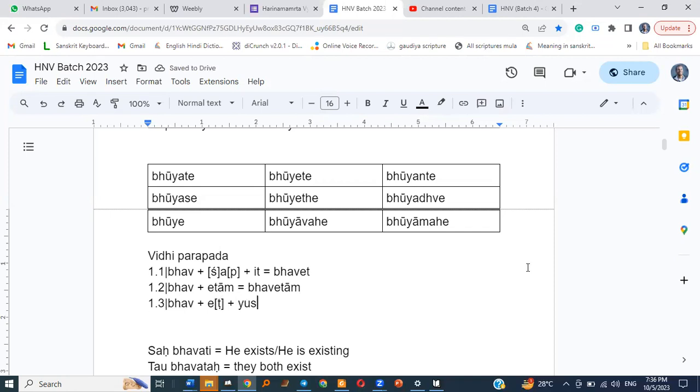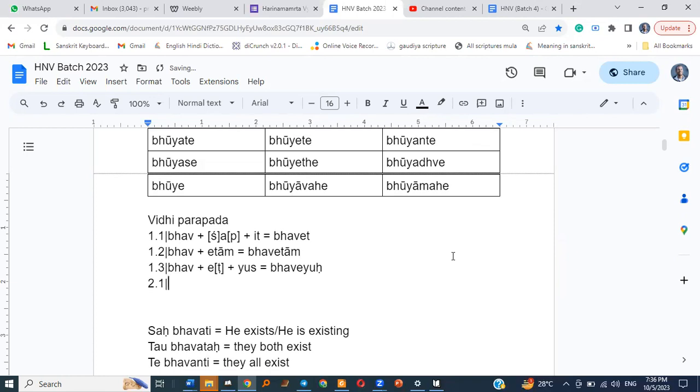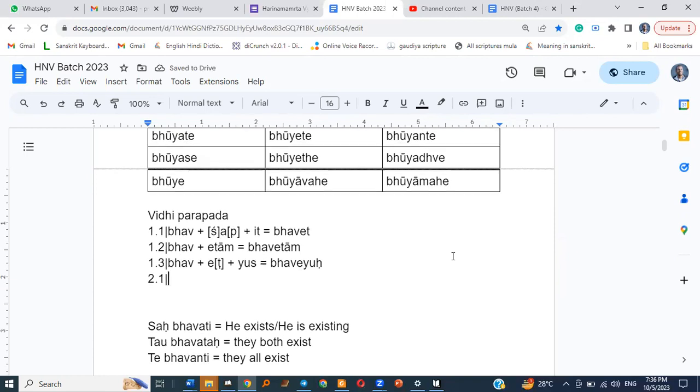So it would become Bhave Yus. Then Bhave, Bhavetam, Bhaveta. Then the same pattern: Yati, Yatam, Yus, Yasi, Yatam, Yata, Yam. Shap is applied. Ya becomes E.